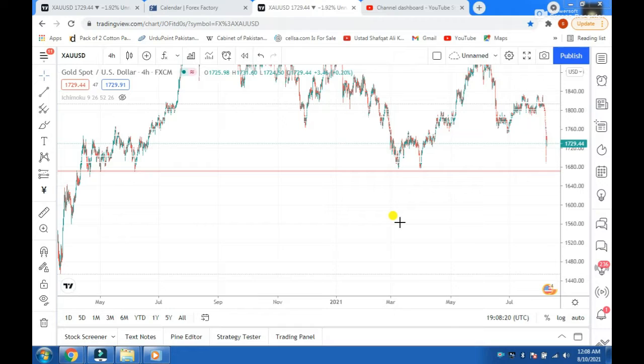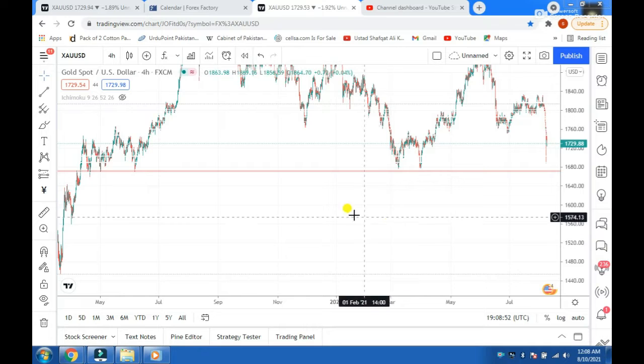Also there was big data from the job reports, with a number of 943 plus K, about 943,000. Due to these numbers the economy stabilizes, the dollar rises and gold falls. So due to these three basic things, gold suffered a loss. According to me, it dropped 4,811 points.